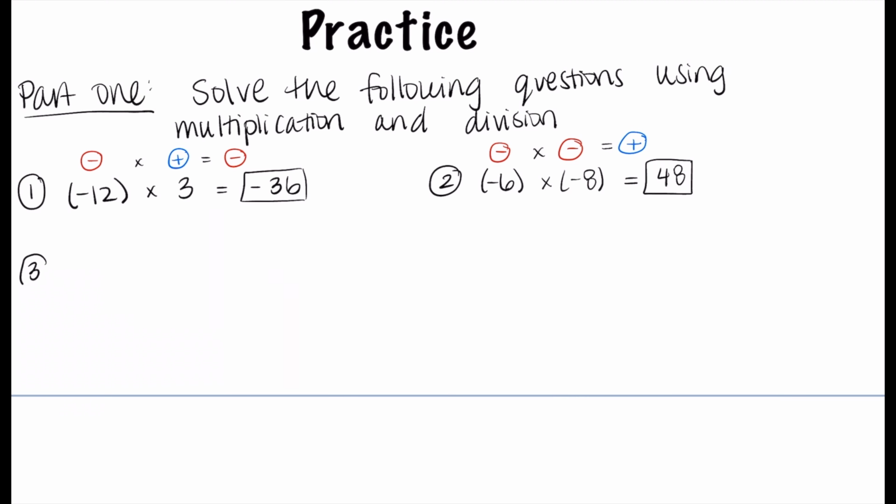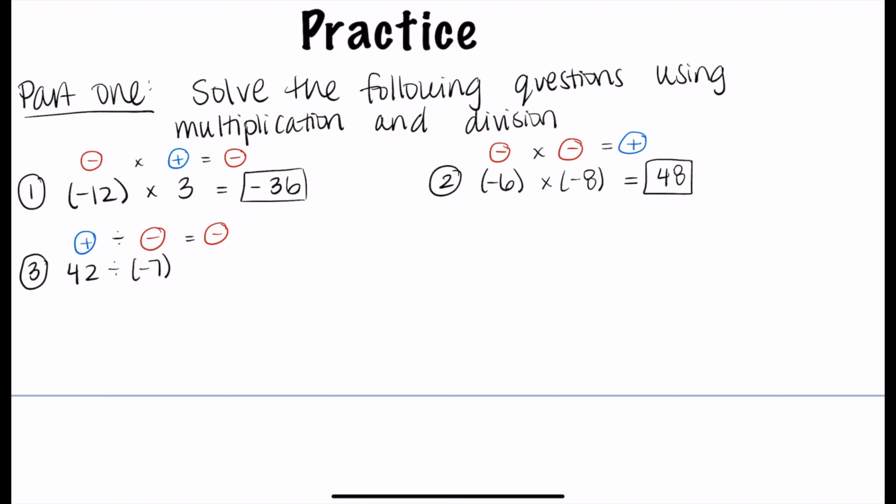All right, now we'll get into our third practice problem for today. For number 3, we have 42 divided by negative 7. So we have a positive divided by a negative, and since they are opposite signs, we're expecting a negative answer, right?